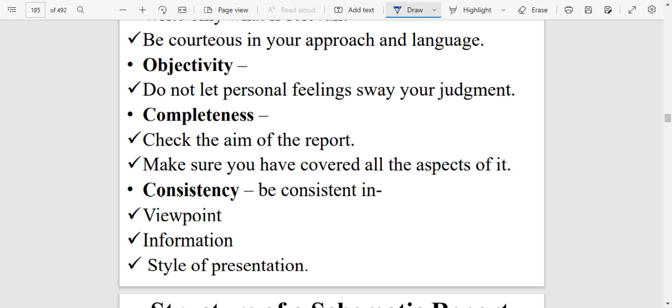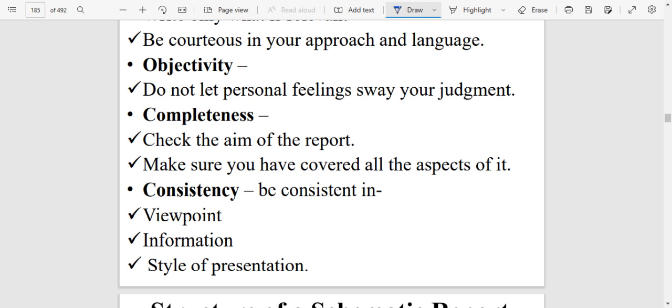Apart from that, there's also a need for completeness. So check the aim of the report. Make sure you have covered all the aspects of it. So this is my aim: my aim is to see all the organelles in a cell. So at the end of my writing, I need to make sure that the writing is complete, or my report is complete. That's why I need to check the aim.